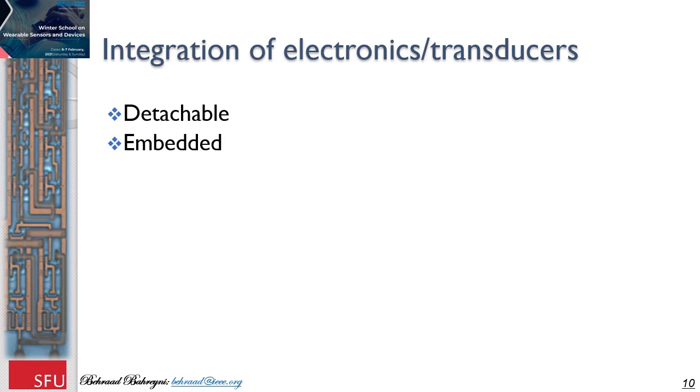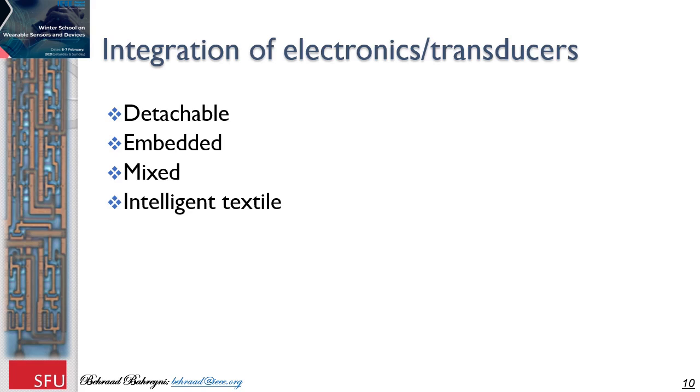These are now part of the textile, and if you want to remove them, you will essentially destroy the textile. Most often, we have a mixed method where you have some sensors or transducers that are embedded within the textile, plus some detachable components like the battery or communication modules or the processors that are needed to locally interpret the data collected by the transducers.